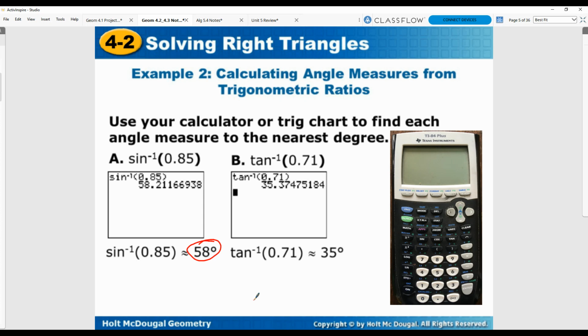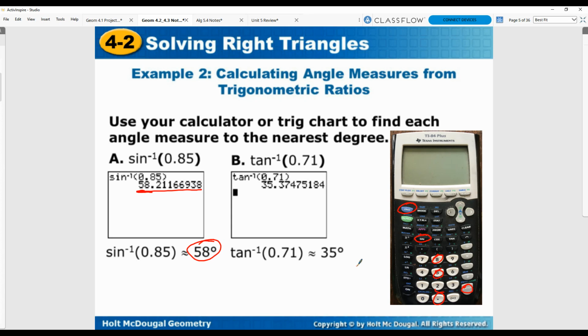Okay, and here's how you would do that. On your calculator, you would hit the second function and you would hit sine, because if you look above sine, you would have sine to the -1. Then put in your number 0.85, hit enter, and you would get this right here in your calculator.